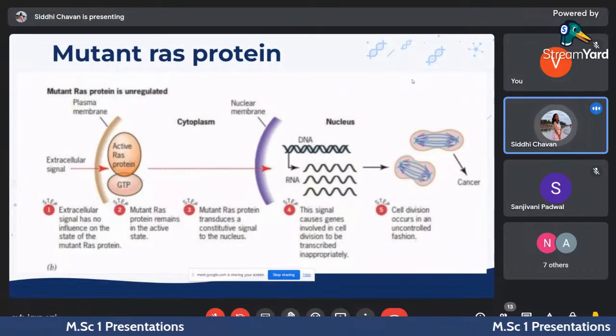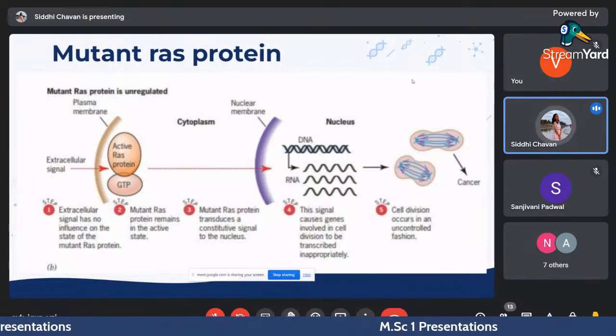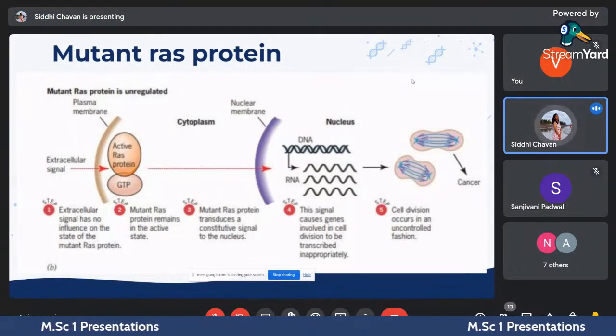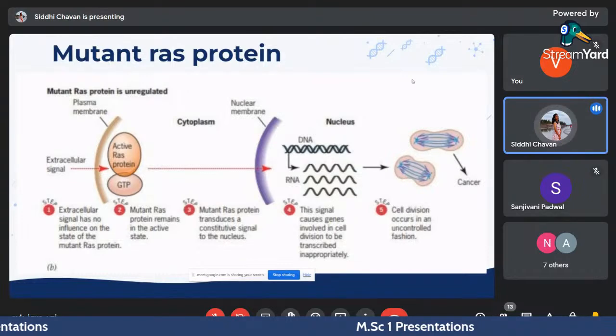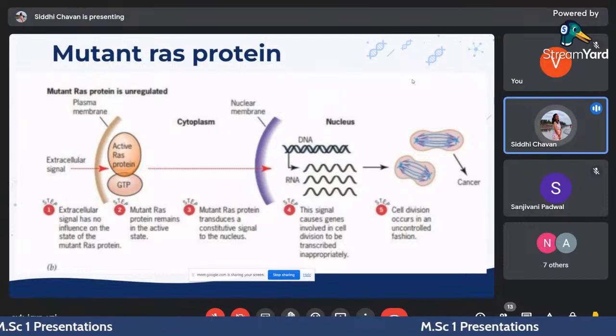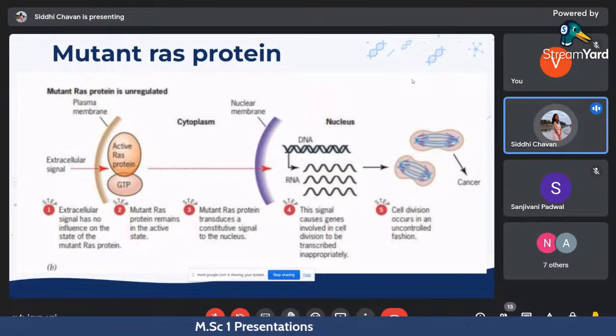Whereas in mutant RAS protein, an extracellular signal has no influence on the state of the mutant RAS, as the mutant RAS protein remains in an active state and constantly transduces an established signal to the nucleus. These signals then cause the genes involved in cell division to be transcribed inappropriately, and then cell division occurs in an uncontrolled fashion.